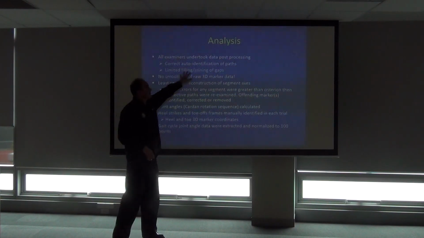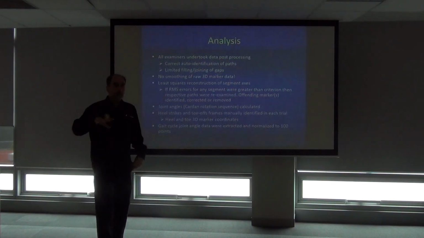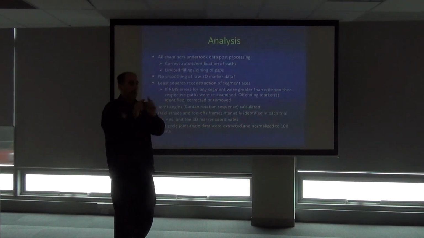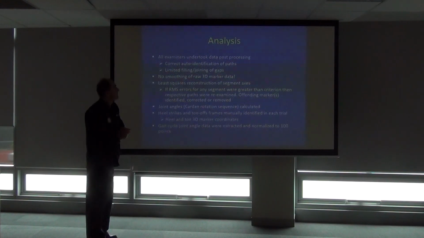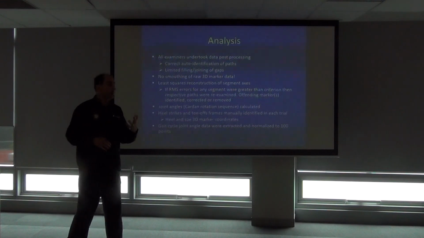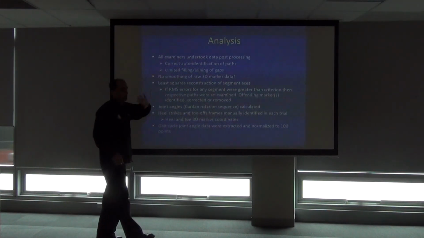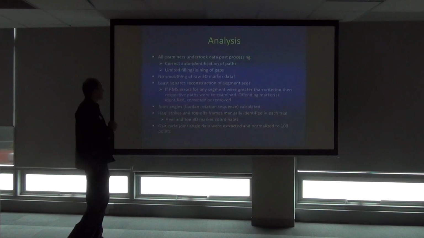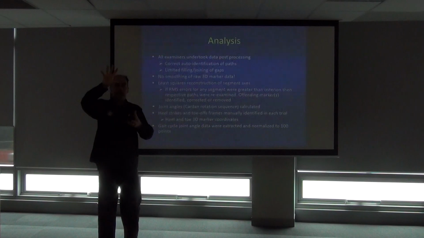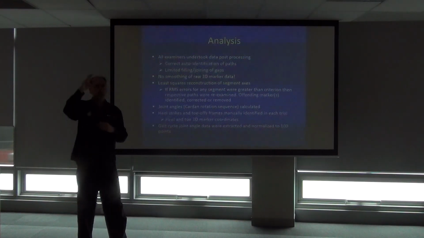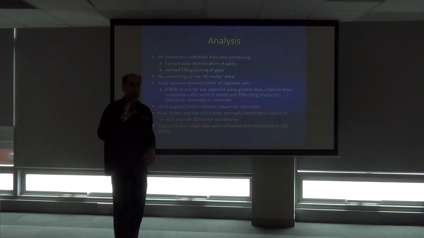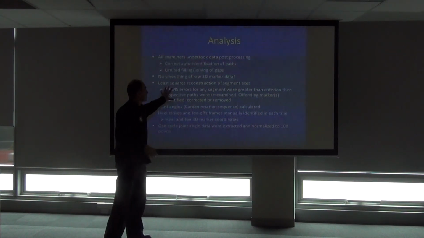There was limited filling of gaps. If the gaps were 10 frames or less, they would be filled. Anything larger would be left. So, limited filling of gaps. There was no smoothing of raw 3D data, and that's important. No smoothing of raw data. Then a least squares construction of segments, so you have your 6 markers per segment and your virtual joint centre. Least squares reconstruction every frame is part of the reconstruction algorithm.